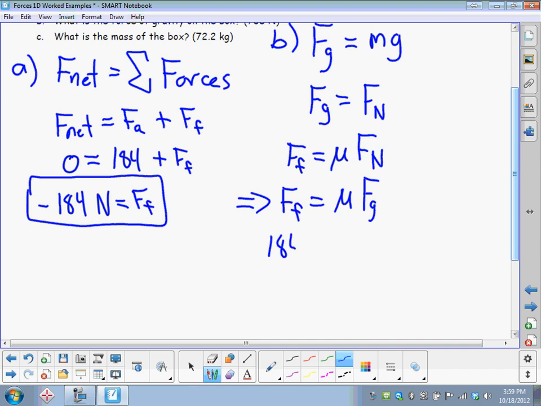Friction is 184. Coefficient is 0.26. And I'm left with finding the force of gravity. Divide both sides by 0.26. And you get 708 newtons as the force of gravity.